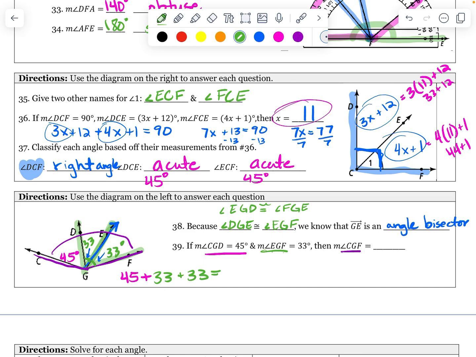45 plus 33 plus 33 more is 111. I have it in purple. 111 degrees. Keep coming back for more videos.